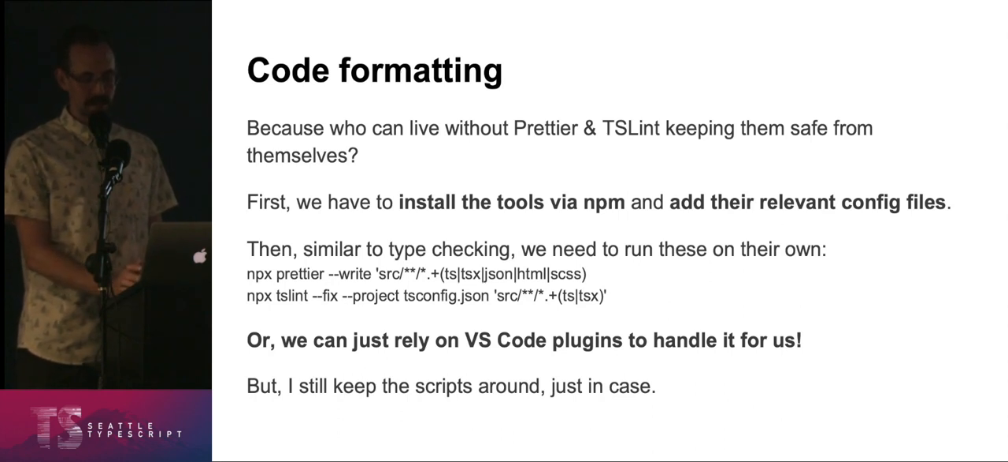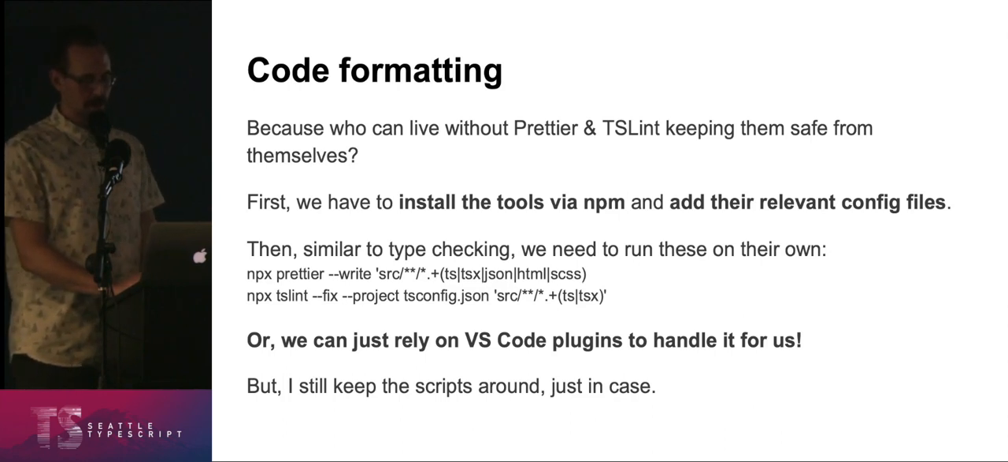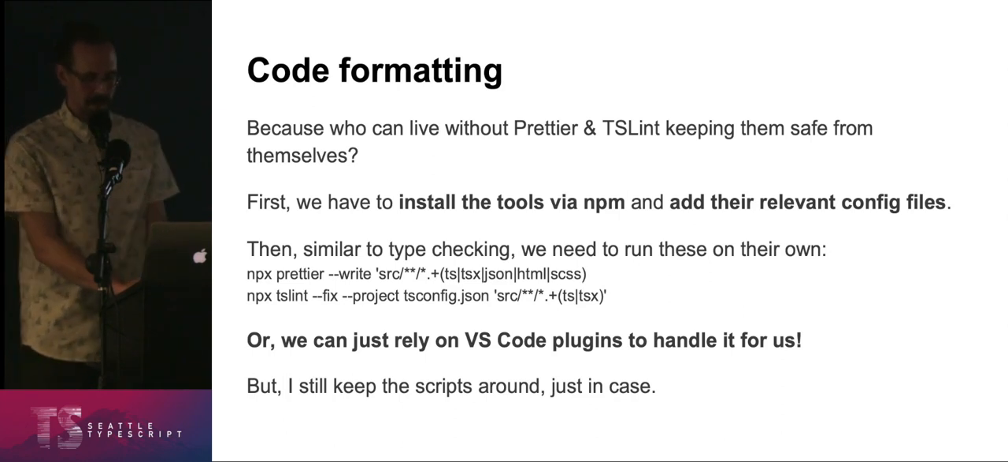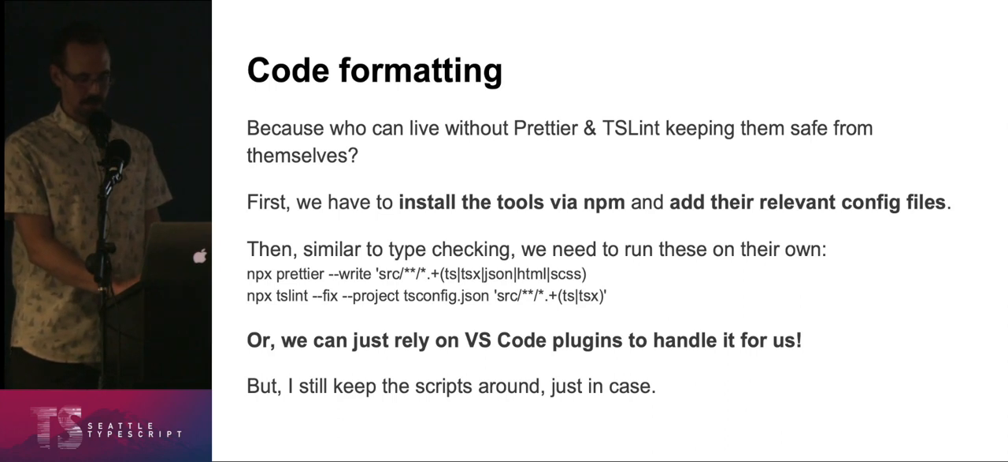And then similar to type checking, we have to run them on their own. There's no way to integrate this with the Parcel build process. Parcel is really just about the build. It won't do any formatting or type checking for you. These are a little lengthier commands just because the tools are finicky about what files you pass them. So I'm saying anything nested within the source directory that ends in TS or TSX or JSON or HTML or SCSS. And then for tslint, pretty similar, but telling it where the config file is, and then just TS and TSX.